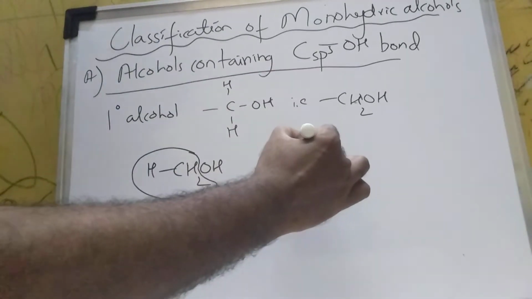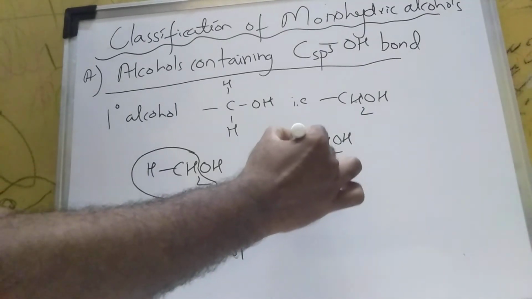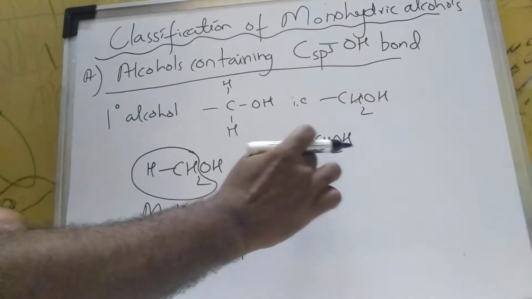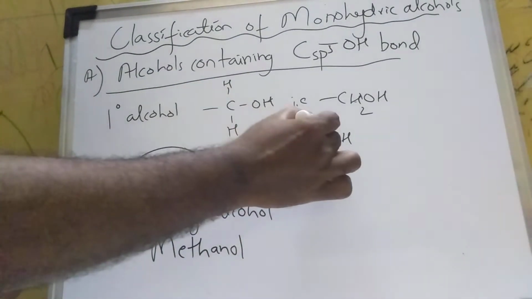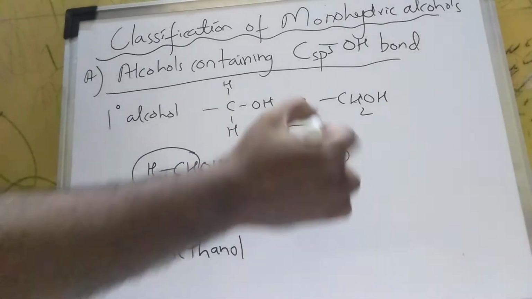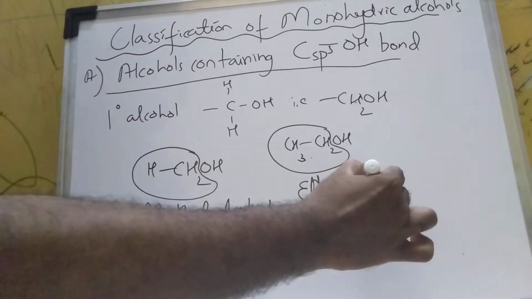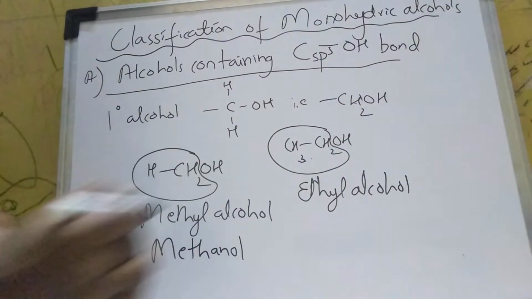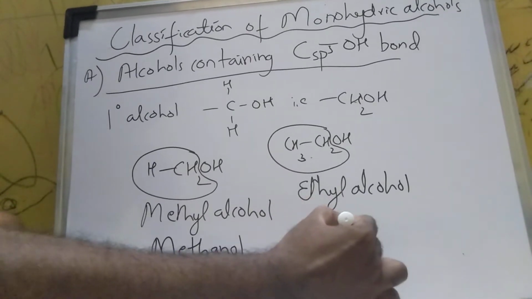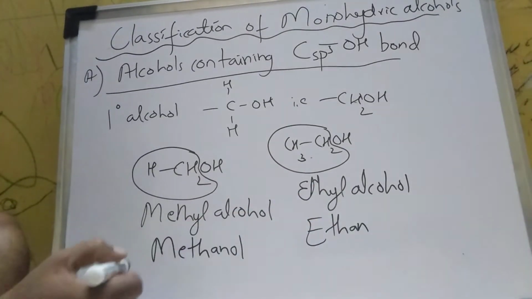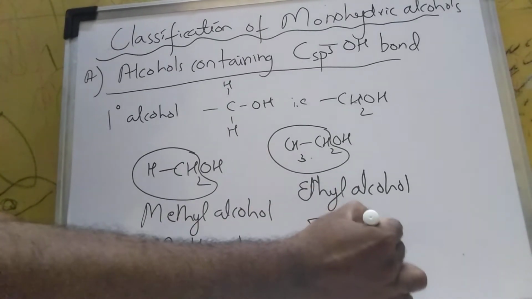Second primary alcohol, we can say CH3CH2OH. This 2 carbon atom alkyl is ethyl, which is ethyl alcohol. IUPAC name: 2 carbon atom alkane, ethane, the word E is removed from there, ethanol.